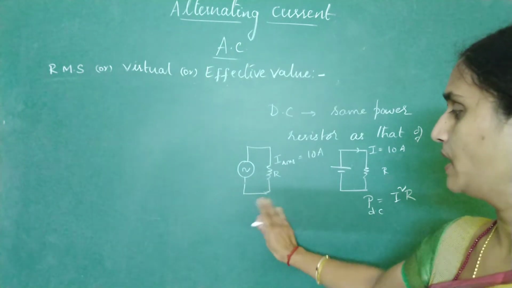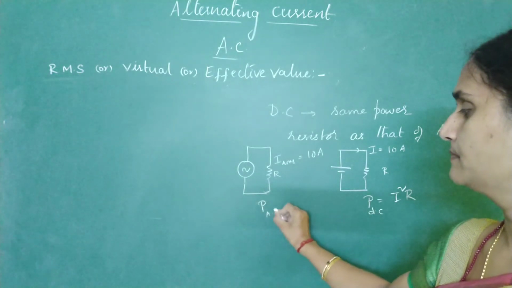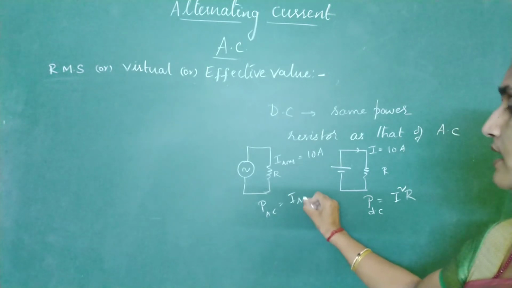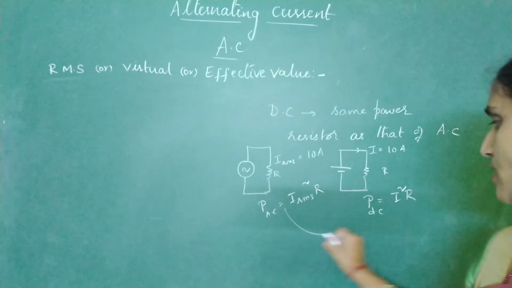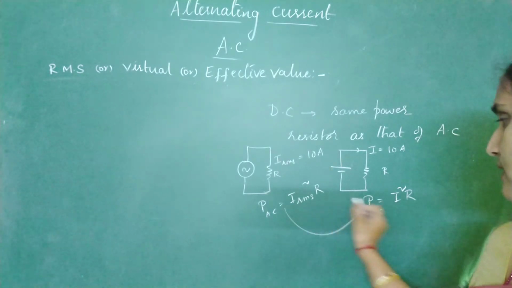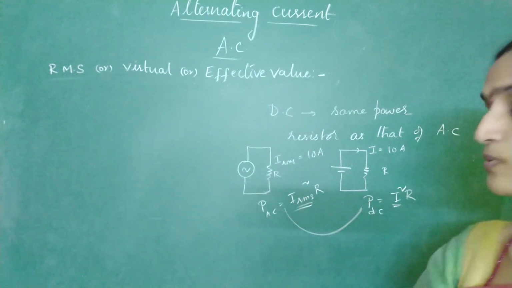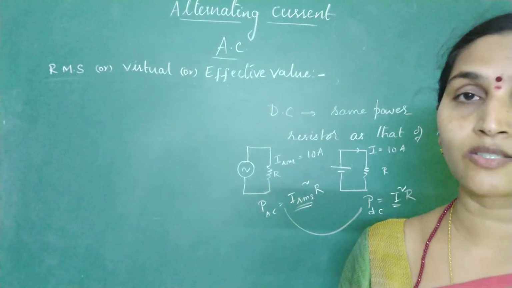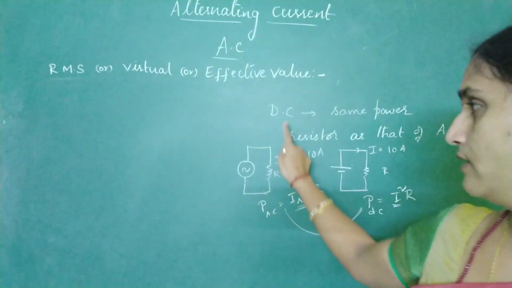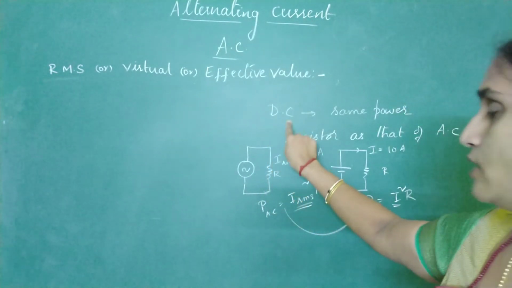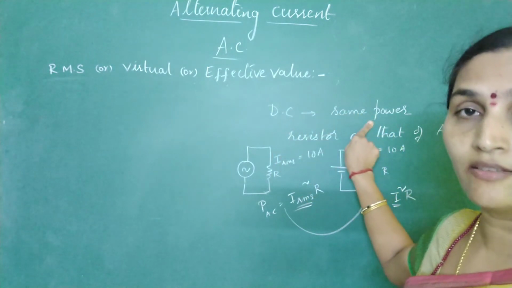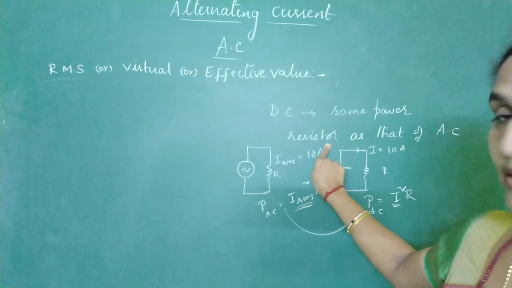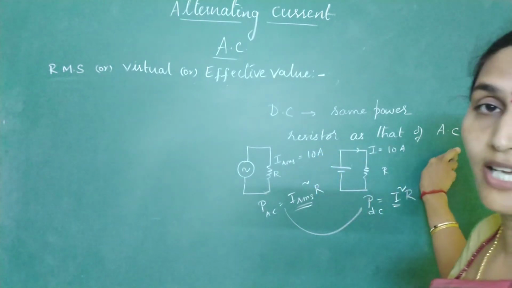What is the power dissipated for an AC? It should be I RMS square into capital R. Now if these two powers have to be equal, then current has to be replaced with which value? The root mean square value. So again, repeat the definition. It is that value of direct current which produces the same power, or which delivers the same power, through a resistor as that of AC.